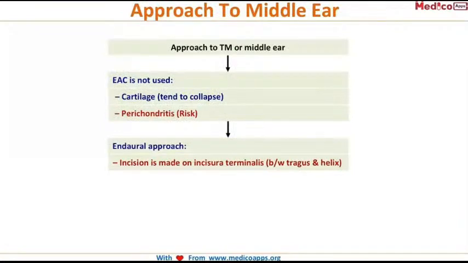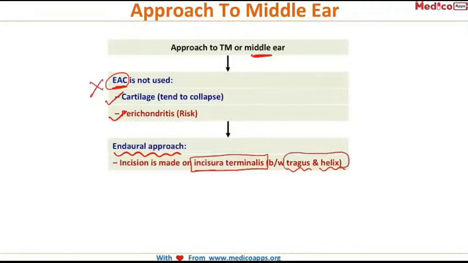For approaching towards the middle ear, the external auditory canal is never used because the cartilage tends to collapse and also there is a risk for perichondritis. That is why an endoral approach is used. That is, an incision is made on the incisura terminalis, okay, that is between the tragus and helix. So directly it is not approached from the external auditory canal because the cartilage will collapse and there is a risk of perichondritis. So an approach going between the tragus and the helix called as the endoral approach is used.